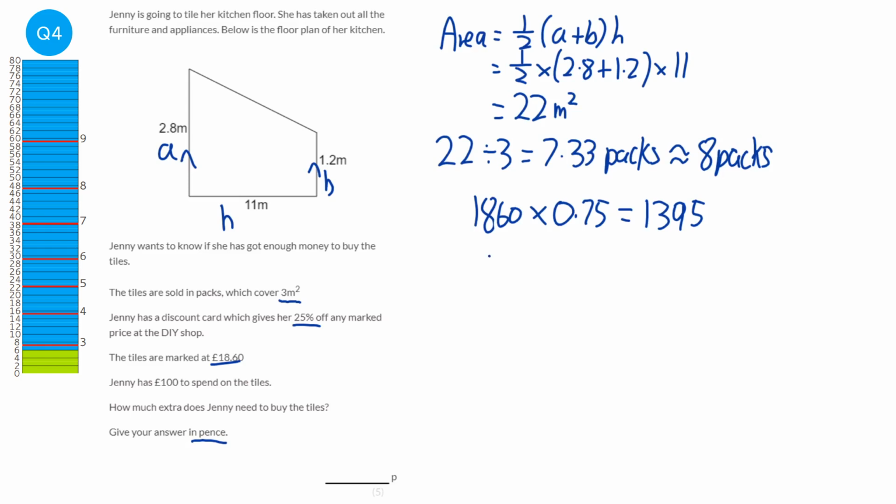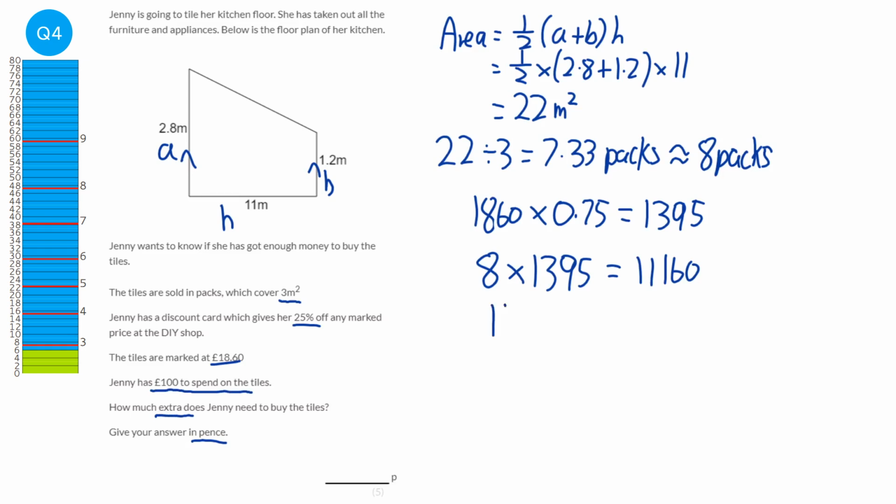And so it's going to be 8 lots of the 1,395 pence packs, which will cost in total 11,160 pence, or £111.60. But Jenny has £100 to spend, and we're asked how much extra does she need.